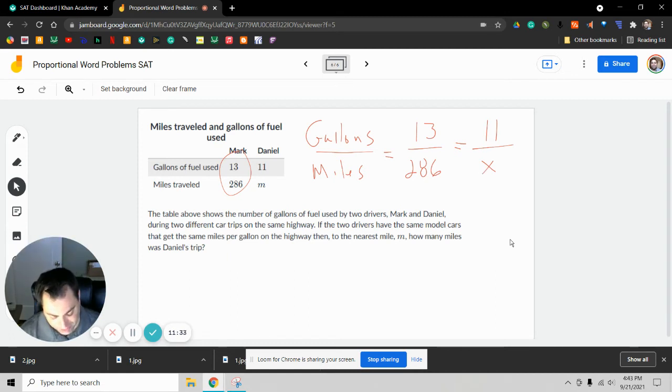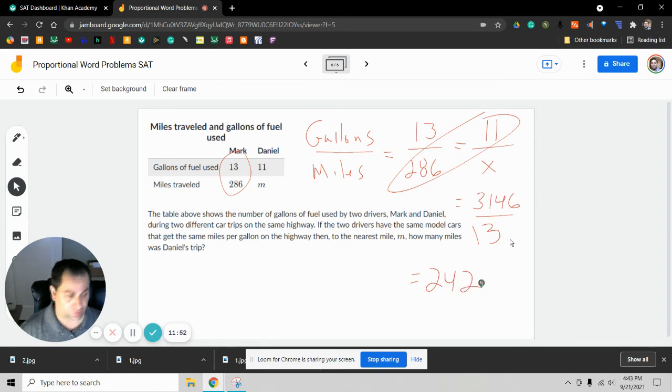So 11 times 286 is going to give us 3146. We divide by the number we didn't use, so we're going to divide by 13. When we divide by 13 there, we're going to get 242. So it's 242 miles.